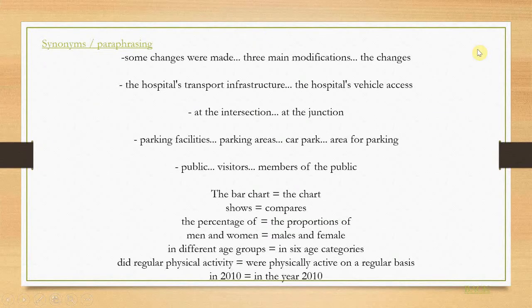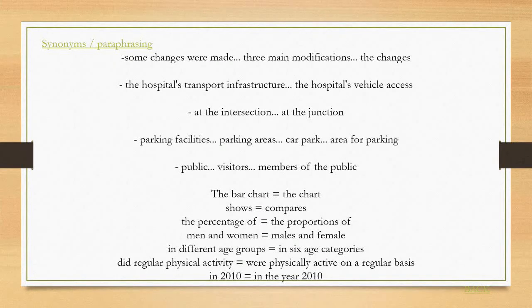Another paraphrasing synonym you can use is this one. Some changes were made: you can say three main modifications or changes. The hospital's infrastructure, you can change into vehicle access. The intersection, you can say the junction. Parking facilities, you can say parking areas or area for parking. Public visitors, you can say members of the public. The bar chart can replace the chart. Shows can replace compares. The percentage of, you can replace with the proportion of.